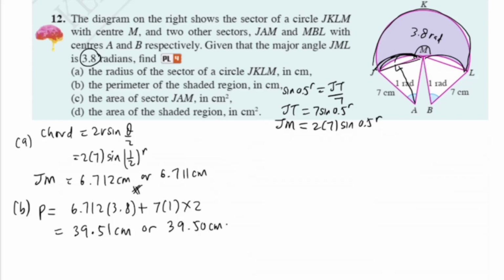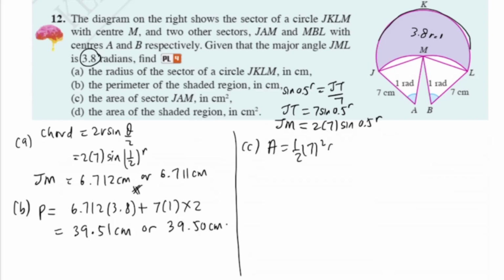Let's look at part C. You're finding area of sector JAM. There are too many lines here, so I'm going to rub this off. JAM is just this sector. I'm going to use area as half r squared theta. Your theta is 1 radian, so this is simple, 24.5. And area of shaded region, your shaded region basically is a big sector minus the two segments.